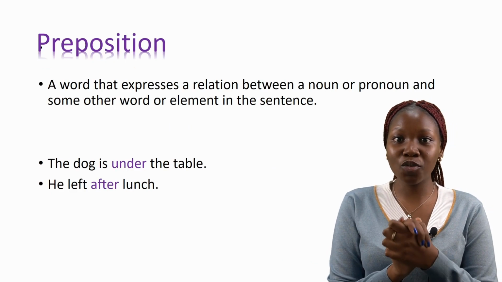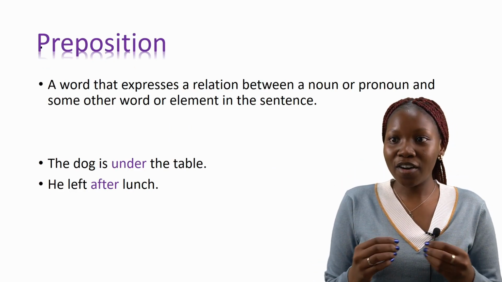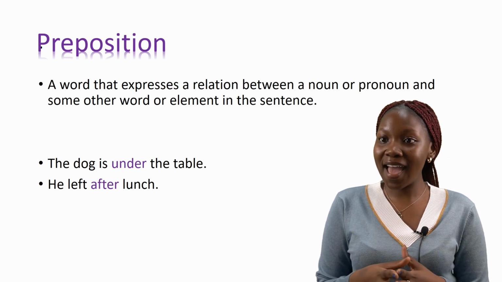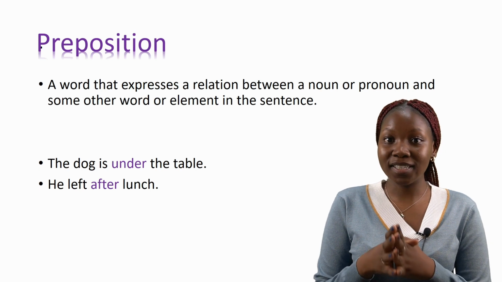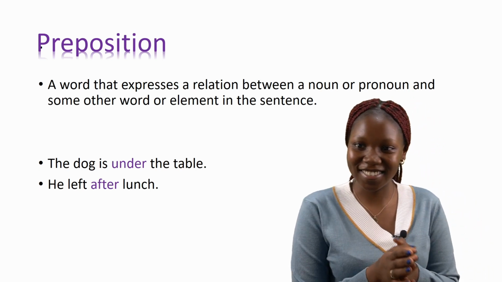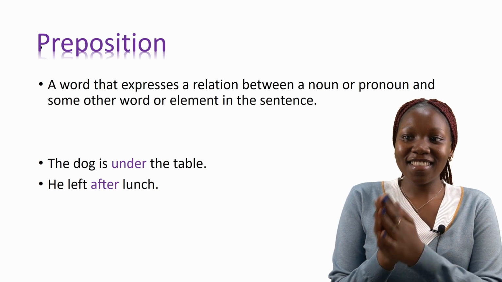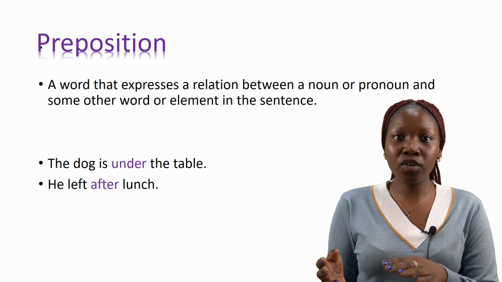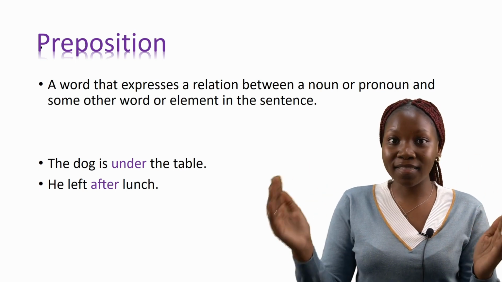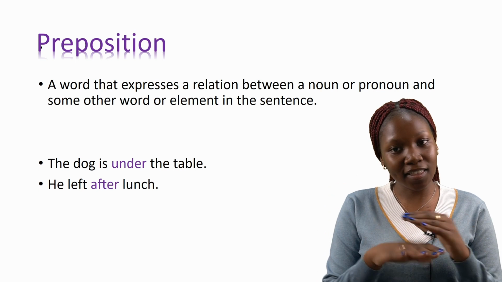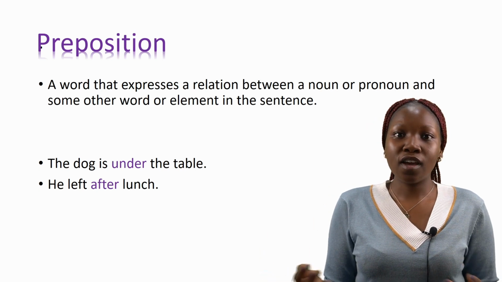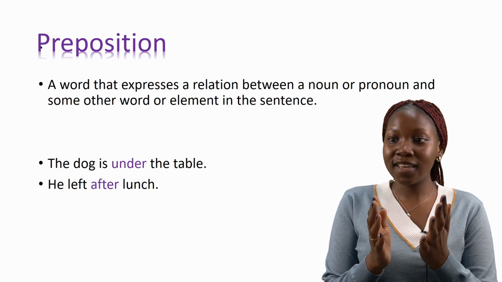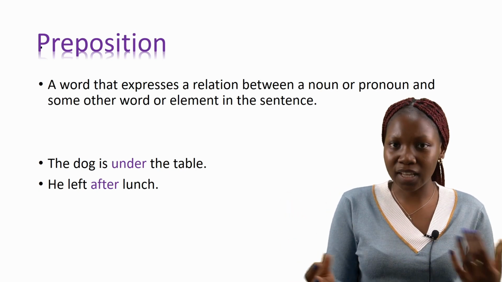Now let's move on to prepositions. Prepositions are a word that expresses a relation between a noun, a pronoun, and some other word or element in a sentence. Ooh, that is a long definition. In the 2 sentences, we have the dog is under the table. The relationship between these 2 nouns, the dog and the table, is under. Where is the dog? Under the table. He left after lunch. And the preposition or the relation between he and lunch is after. Does that make sense?